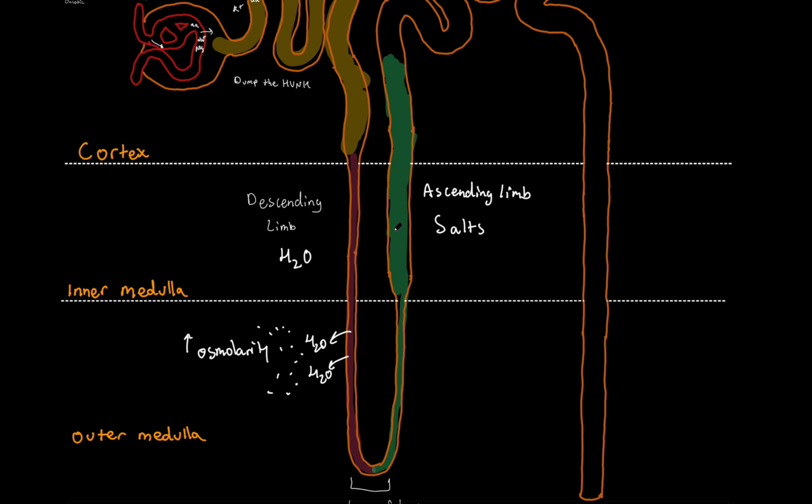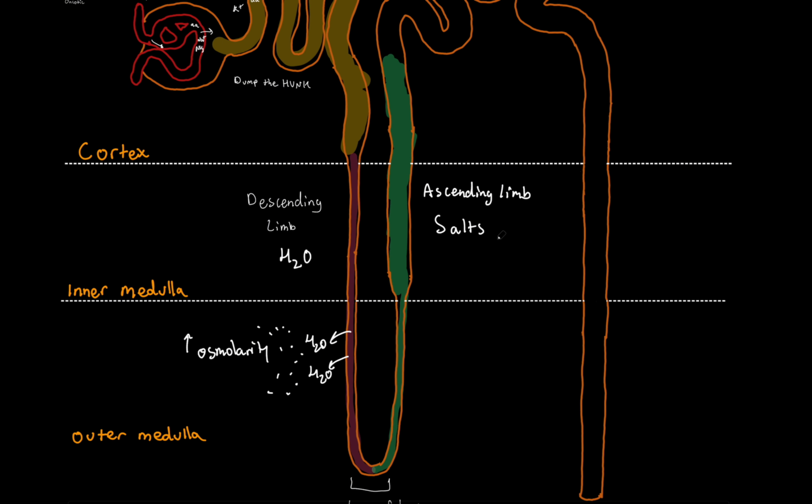A way to memorize this is that for descending, think of Dasani. Dasani is a water beverage company, they sell water. I mean, there are some conspiracies that they put salt in their water so that you feel even more thirsty and buy more Dasani. But in general, Dasani is water. So when you think about the descending limb, think of Dasani, think of water. That descending limb is only permeable to water, while our ascending limb is only permeable to salts.